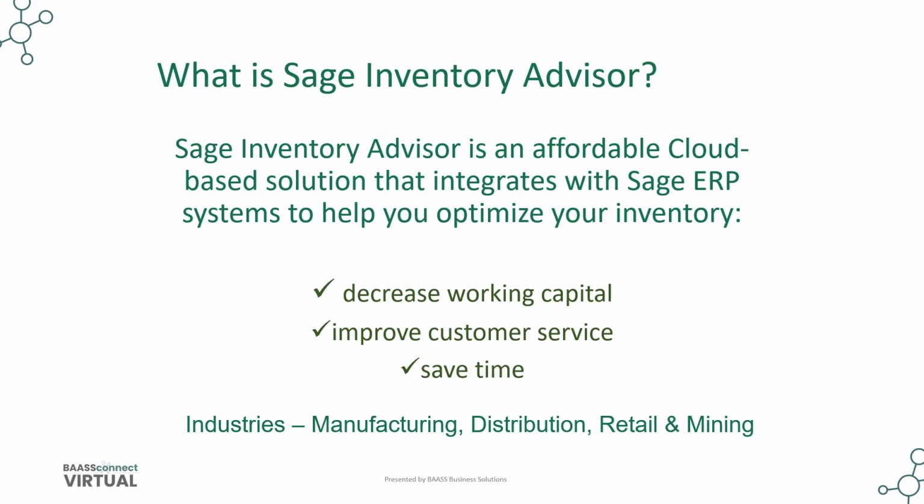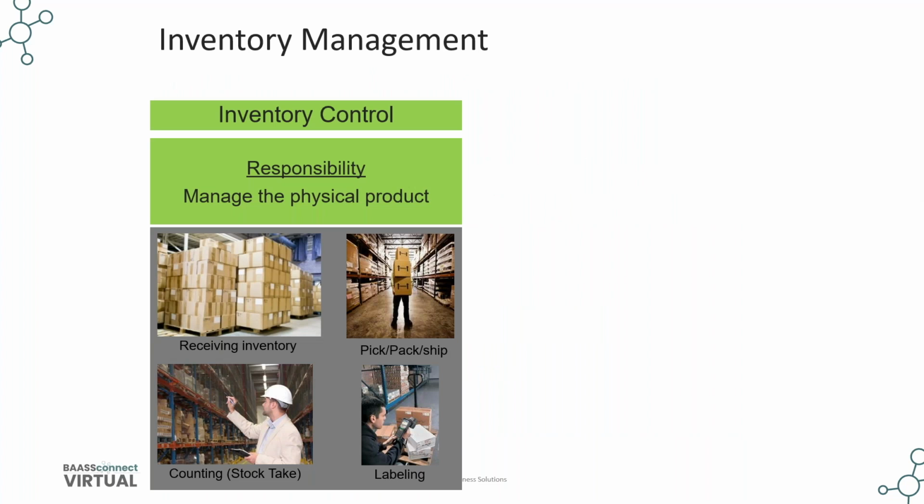And in doing so, it'll be able to identify any items you have too much of, what impact that's having on your working capital. It'll identify any items you're out of or about to run out of, what impact that could have on customer service or sales. And if you are spending a lot of time trying to figure out what your inventory should be, this will automate that process.